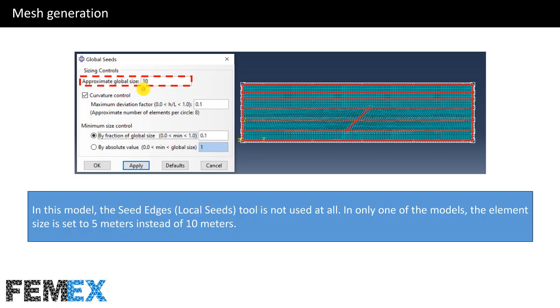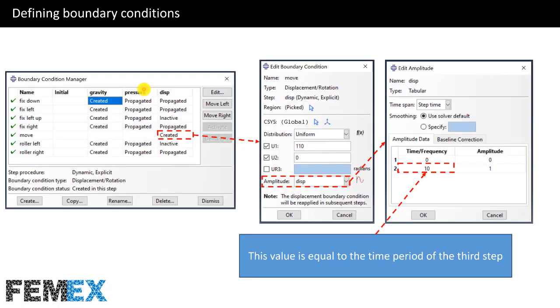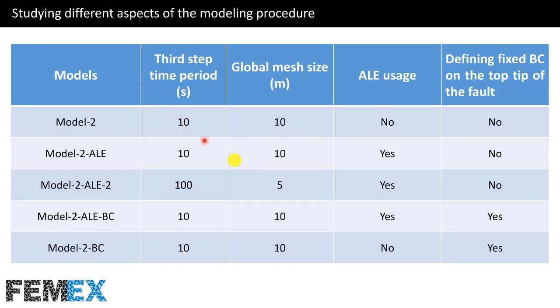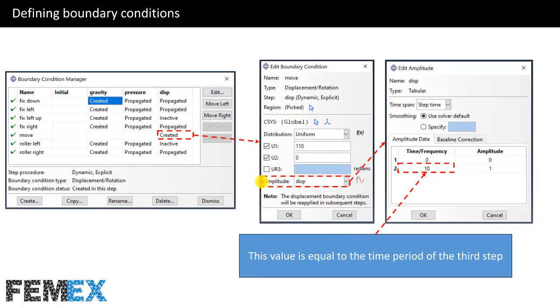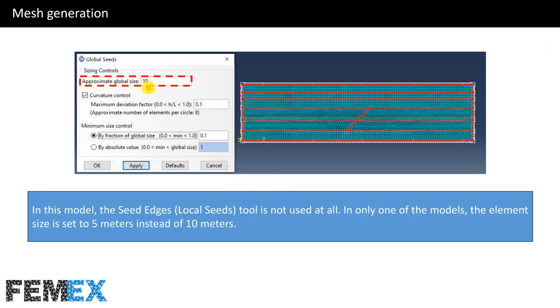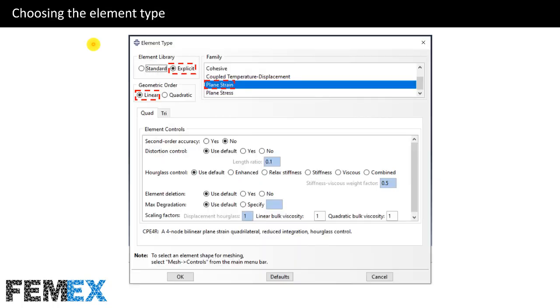If I go to the previous slides, in the third model, I have set the global mesh size equal to 5 meters. So I must write 5 for the third model. And about the element type settings, I have set the element library to explicit, the family to plane strain, and geometric order to linear. So the element name will be CPE4R.